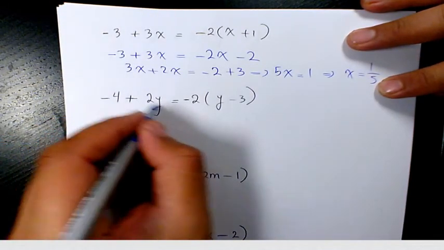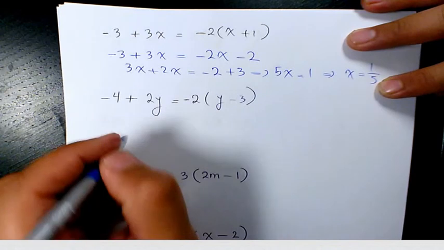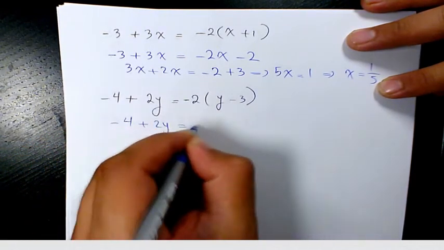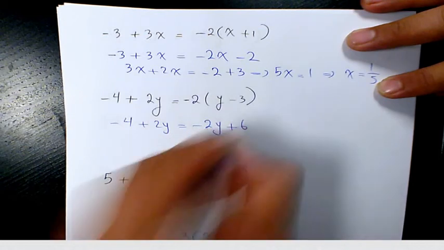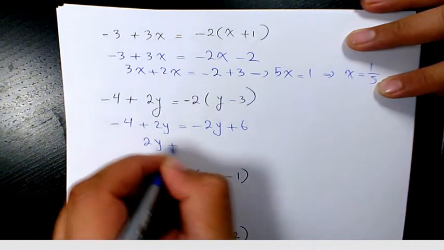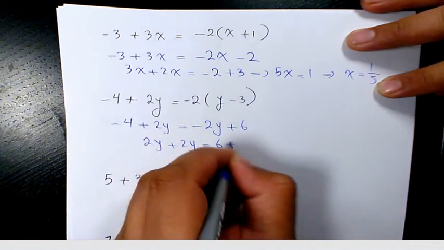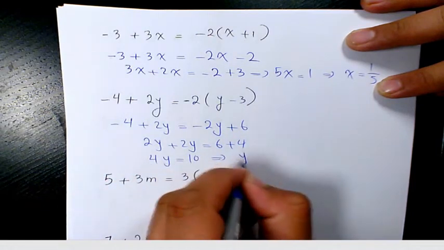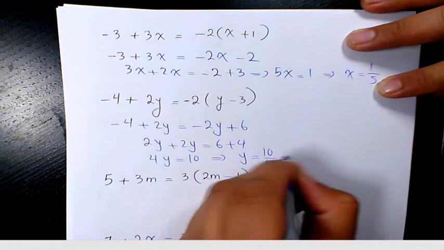Negative 4 plus 2y equals negative 2 times y minus 3. It's going to be negative 4 plus 2y equals negative 2y plus 6. So 2y plus 2y equals 6 plus 4. So 4y equals 10. y will be 10 divided by 4 or 5 divided by 2.